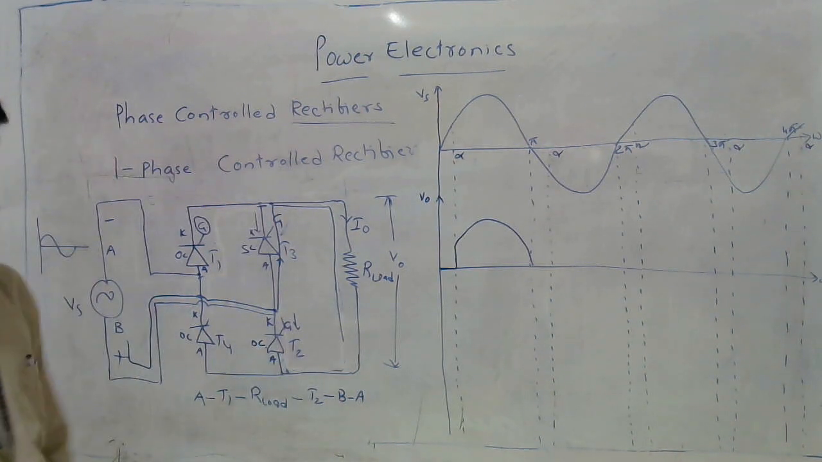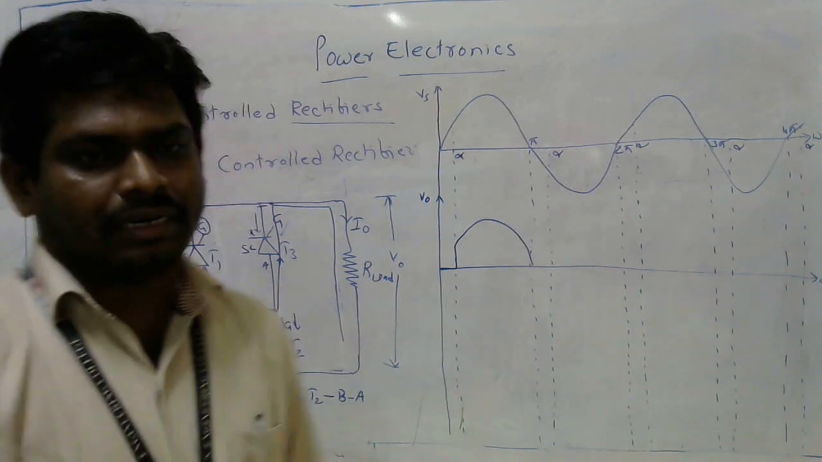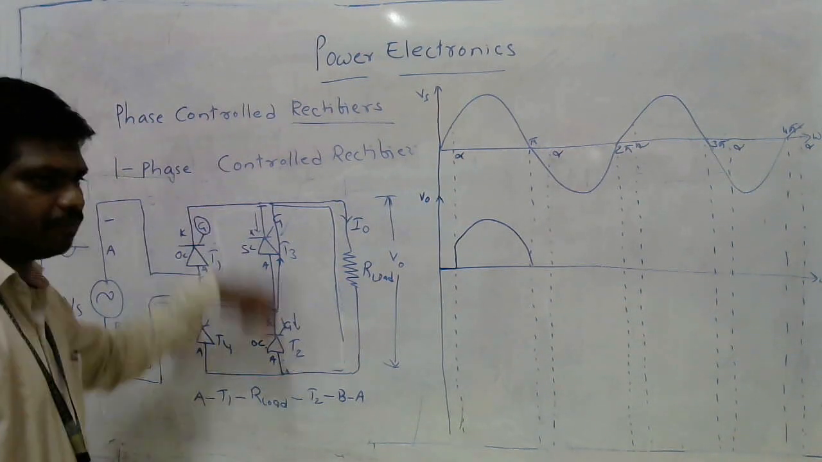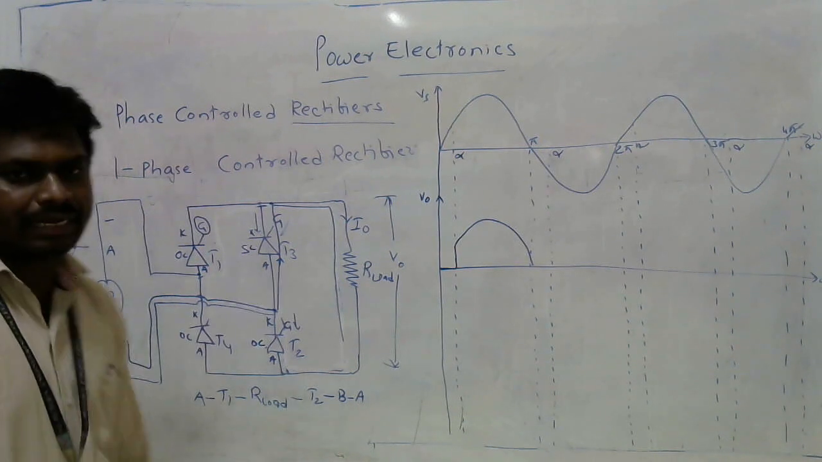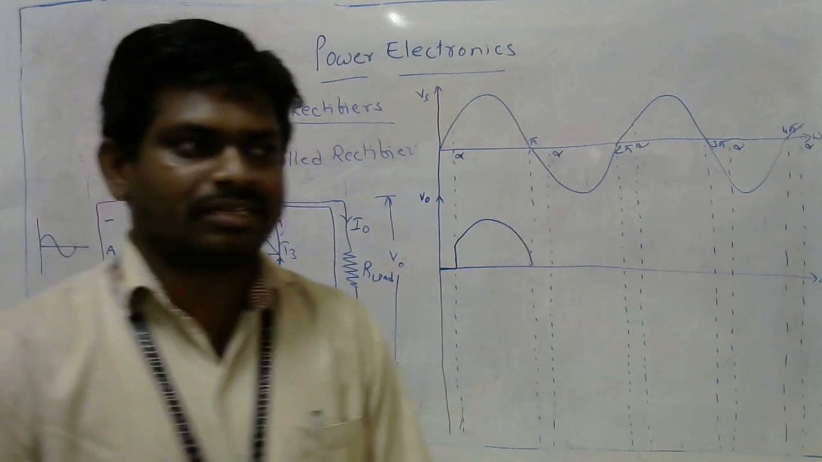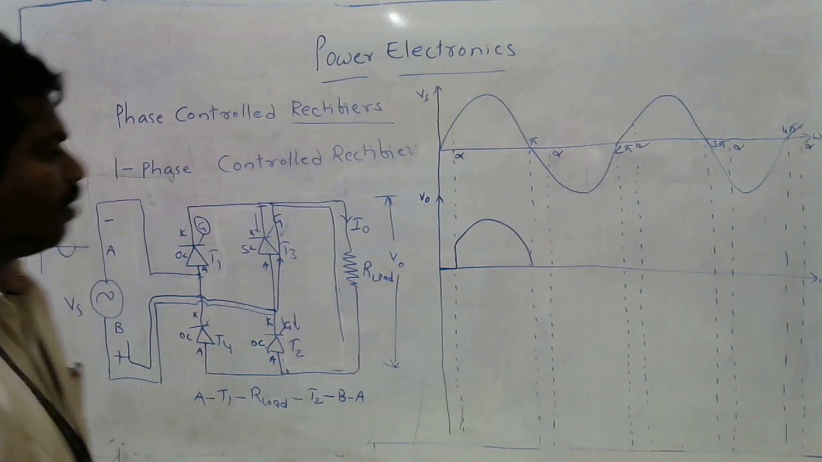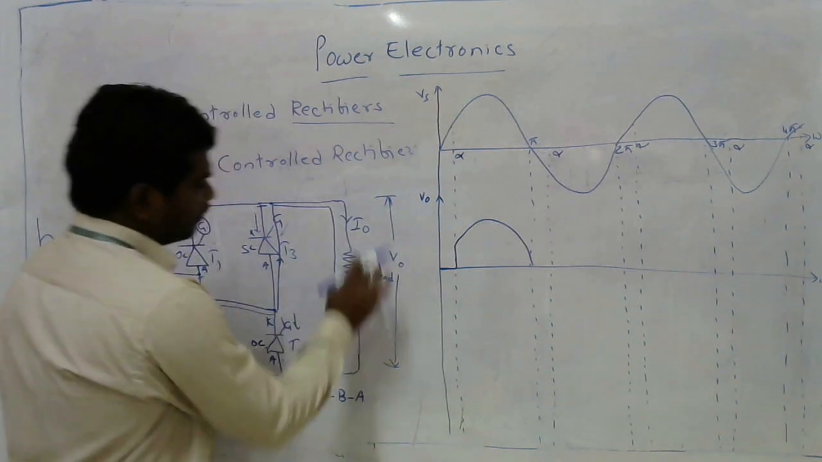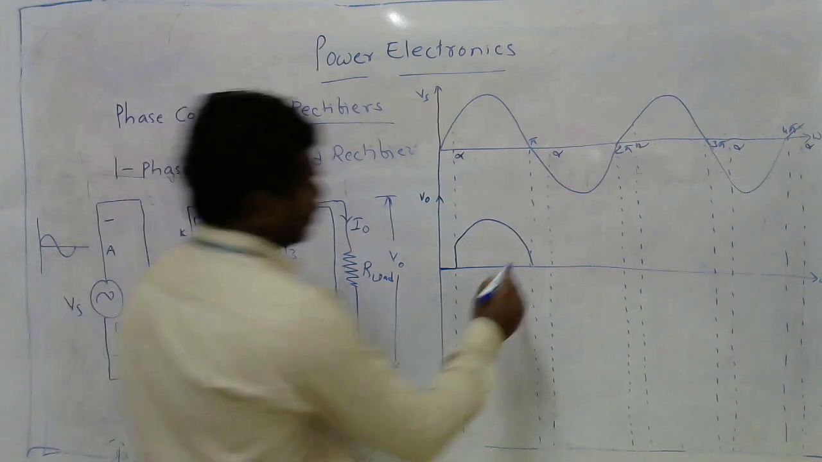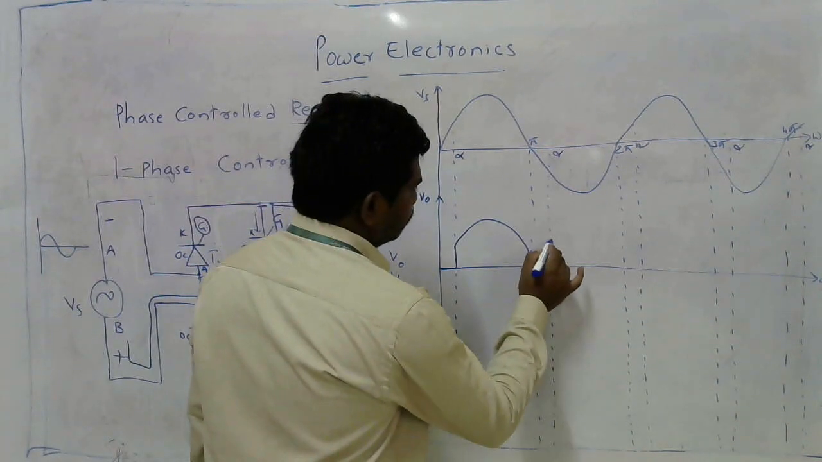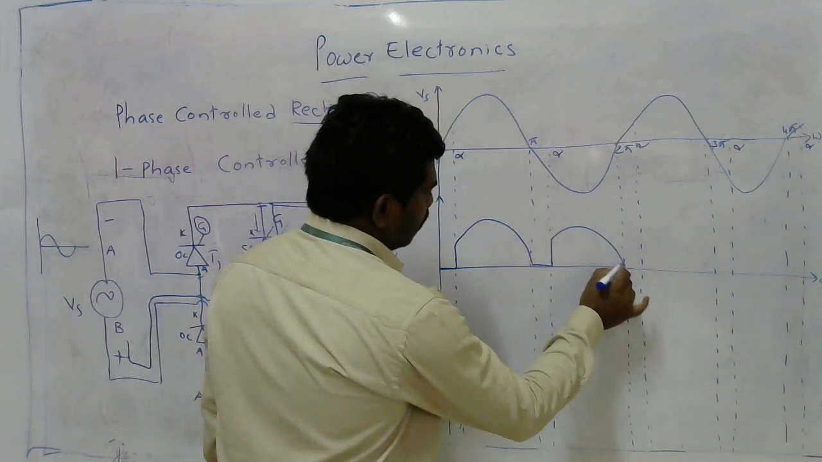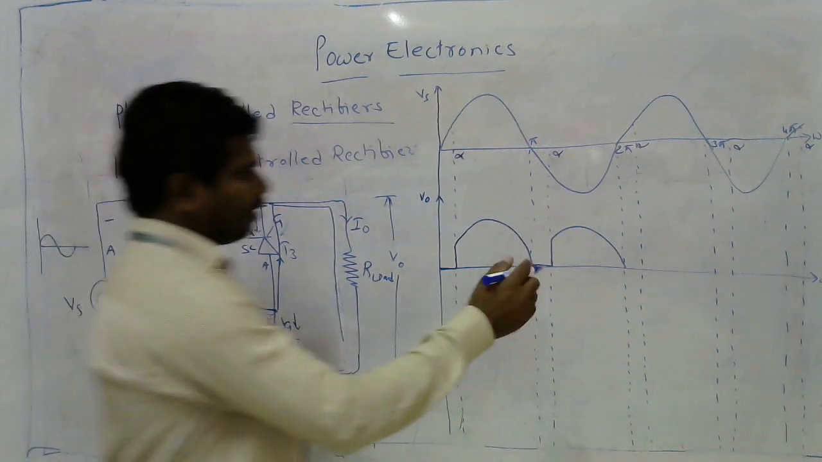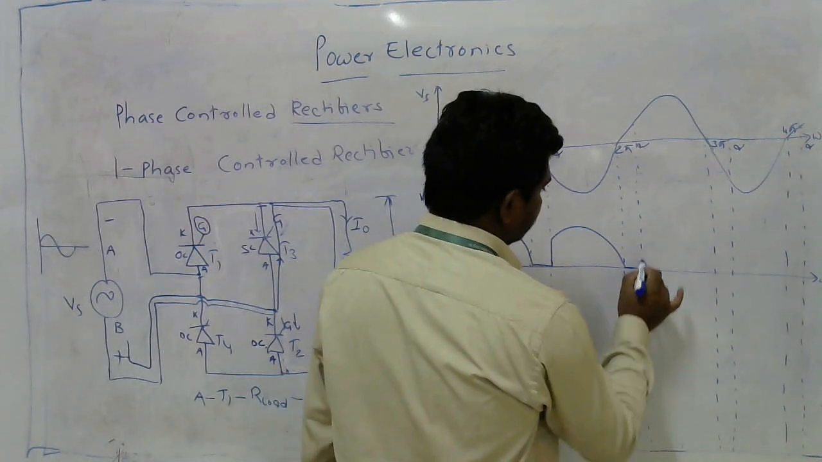Even though you are applying the negative half cycle at the input side of the bridge rectifier, we are getting the current direction the same as the previous positive half cycle. That's why we get the same current, and the voltage across the load builds up in the same manner after alpha. Like this we are getting the output, and for the next cycle it repeats the same.